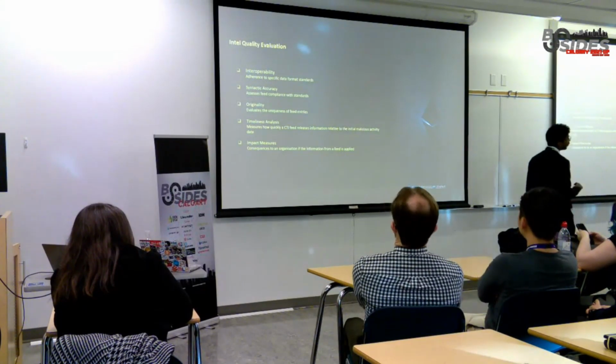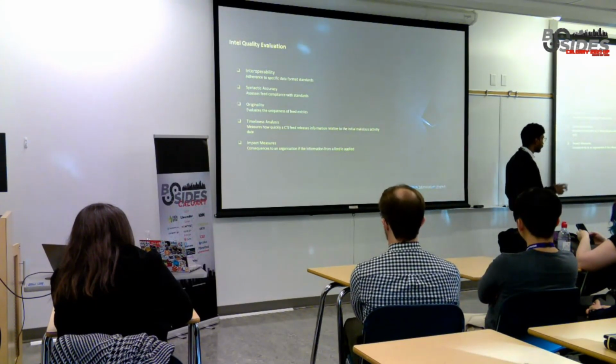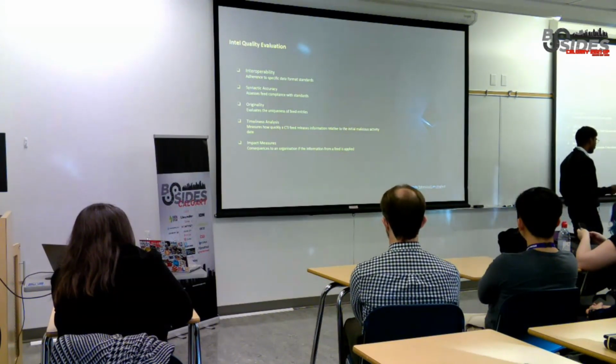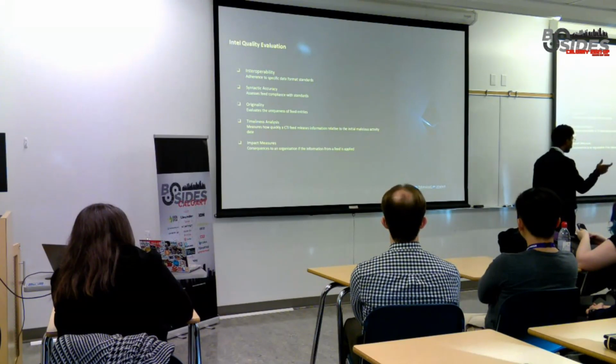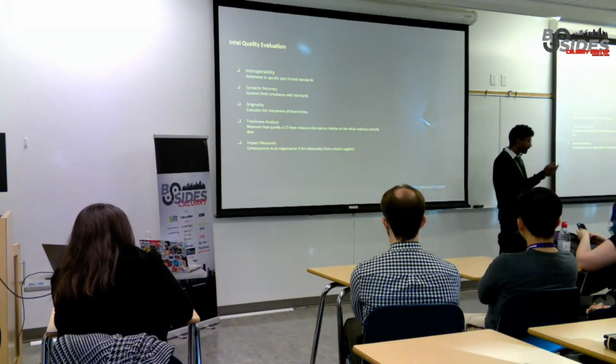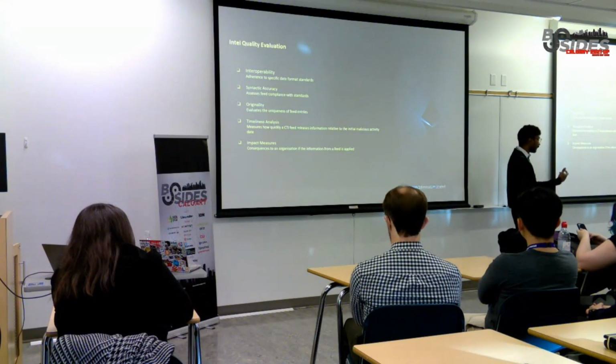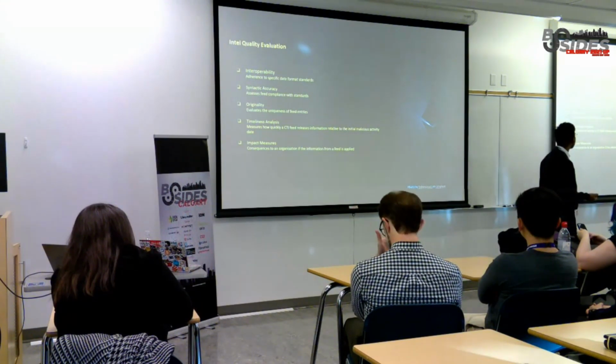Then syntax accuracy, feed compliance with standards. I mean, how accurate that is given a particular syntax. Suppose I want to ingest all of these in a nested JSON format. How syntactically accurate is that? Is it following a key value pair? Is it just giving random values in a structure? How you actually submit that in a particular format.